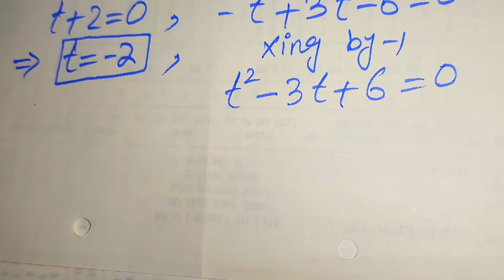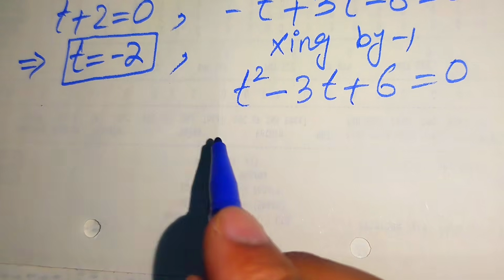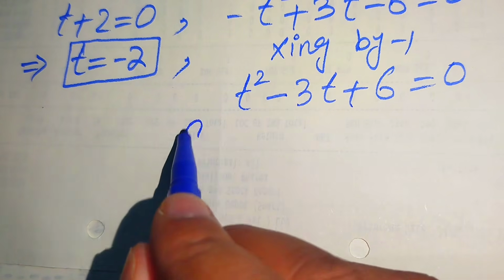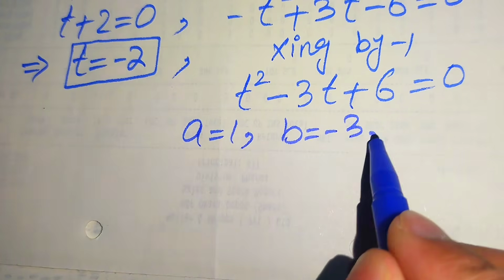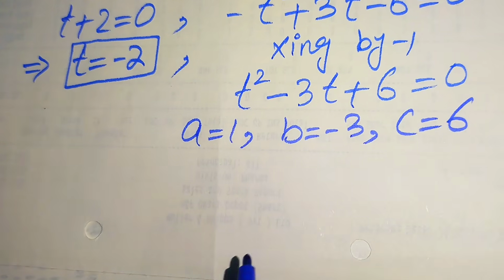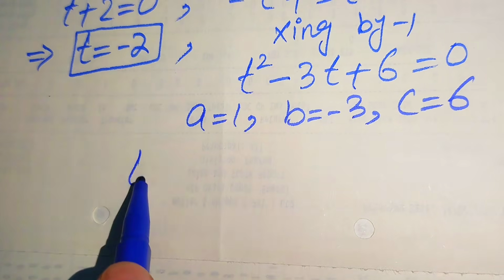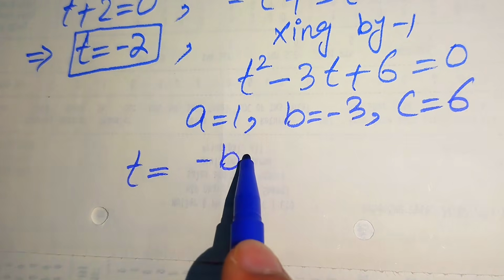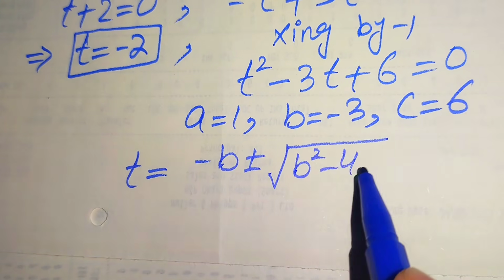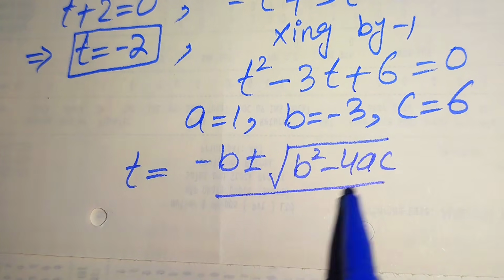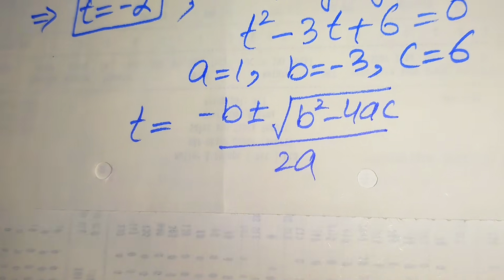So before using the quadratic formula, first we need to write the coefficients of this equation, and its coefficients are a is equals to 1, b equals to minus 3, and c is equals to plus 6, and we state the quadratic formula as t equals to minus b plus minus square root of b square minus 4 times of ac divided by 2 times of a.